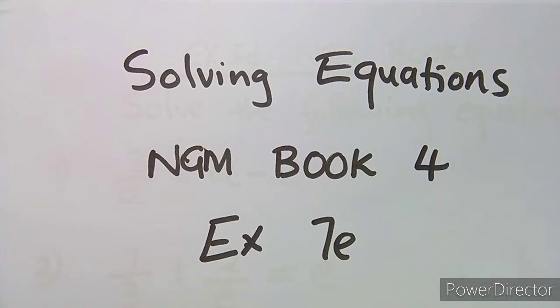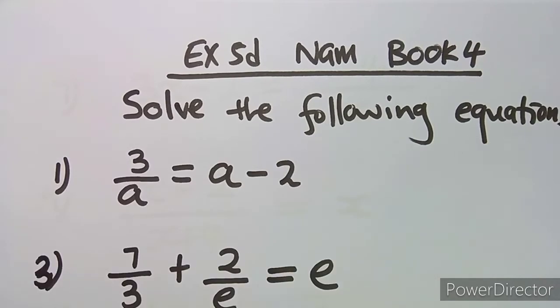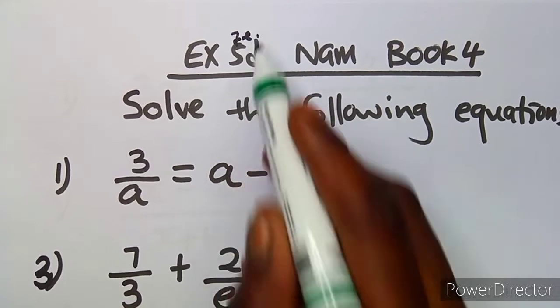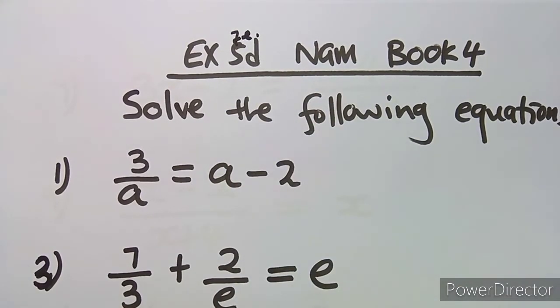So in this case, we have a lot of questions that we are supposed to work on. I wrote exercise 5e, exercise 7e. I don't know which is which there, but it's supposed to be exercise 7e because the 5d I was working on was actually on another topic. That's why it ended up like that. But this is what we're moving to.